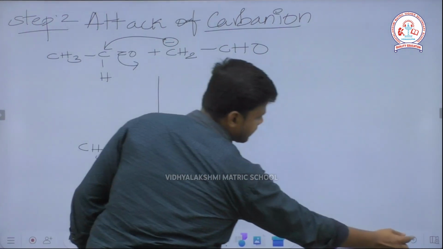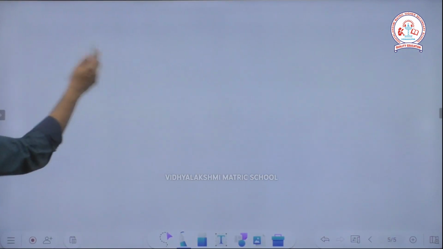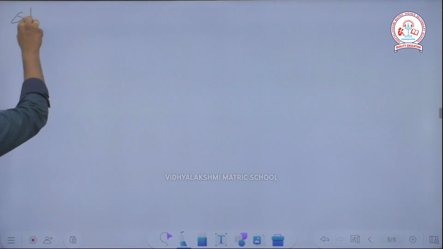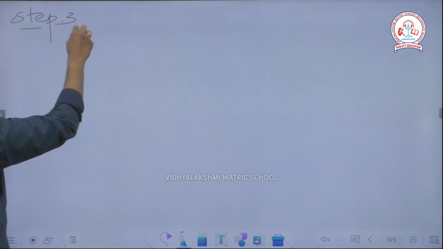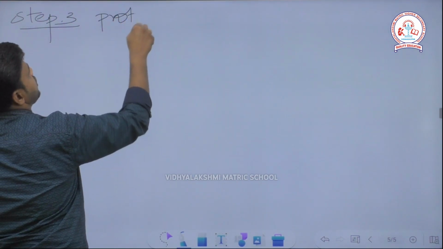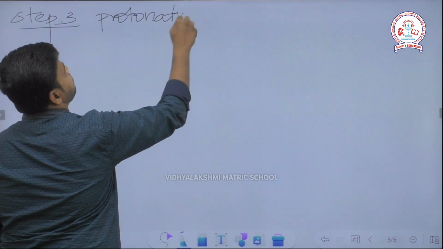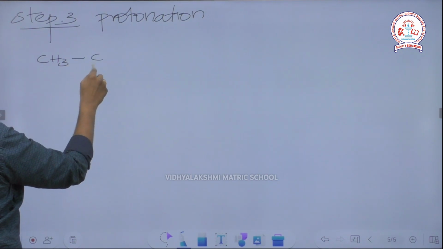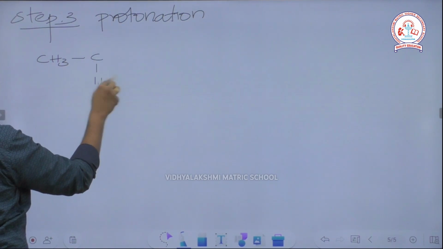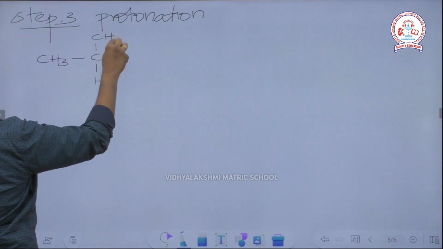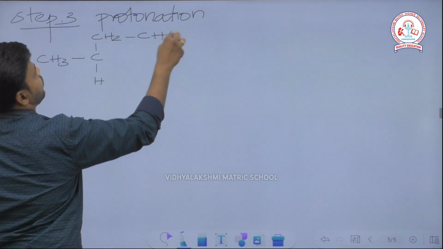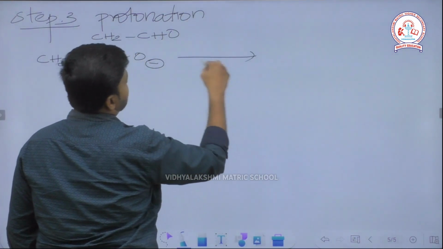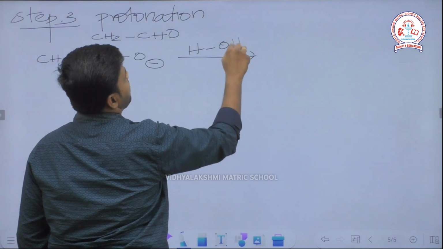Then the third step is abstraction of a proton from the water molecule. Okay. So step 3, I will just write as protonation. So to write CH3, CH, CH2, CHO, then here it is O minus. The water molecule that went out in the very first step remains in the solution.